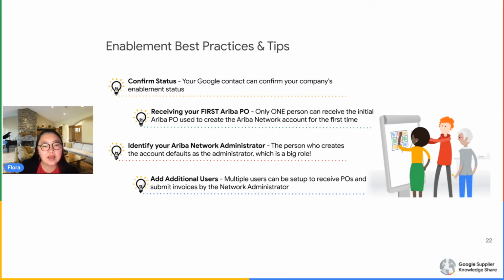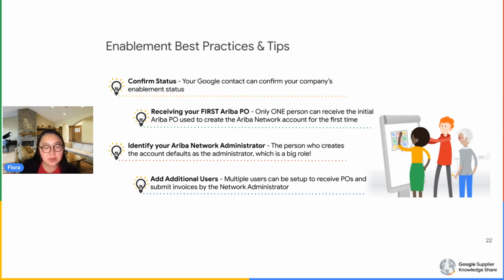And now on the next slide, let me also walk you through some best practices and tips. First, if you want to check the status of your enablement, you can confirm with your Google counterparty. And if you haven't received your first PO, you can also check with your counterparty to do that. But once you receive your first PO, the first person who gets the PO has a very important role, because you will be the only one to enable your Ariba. But once it's enabled, then you can add others later.